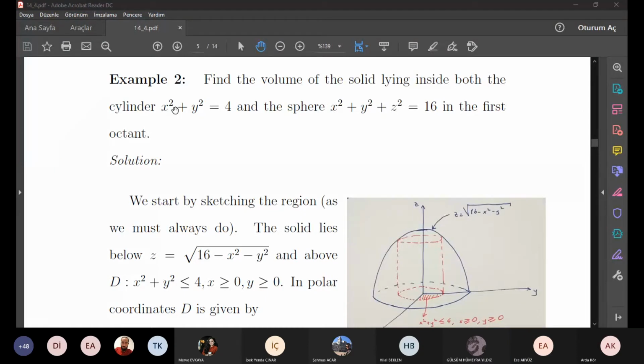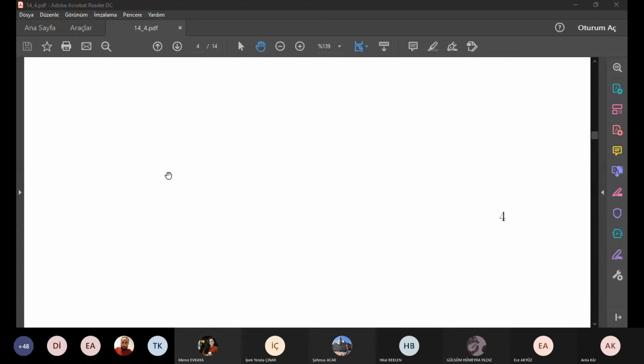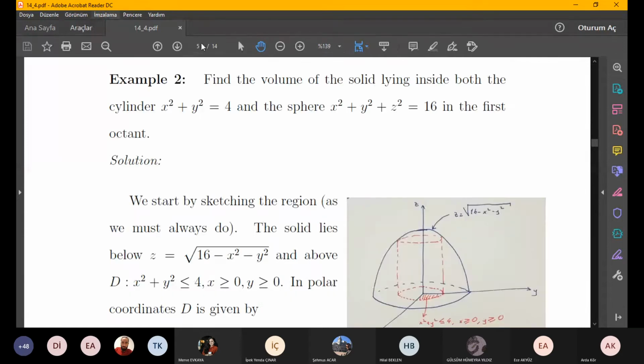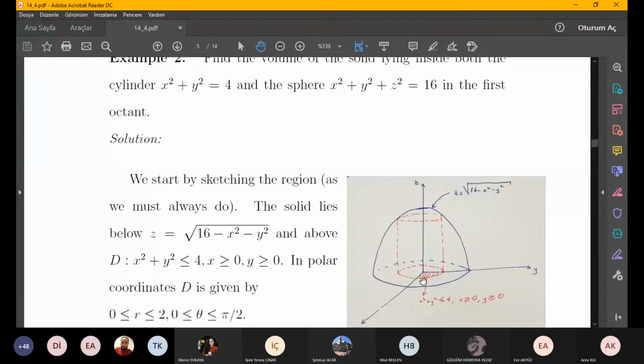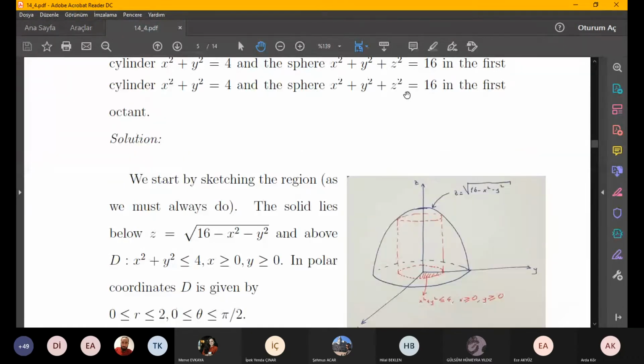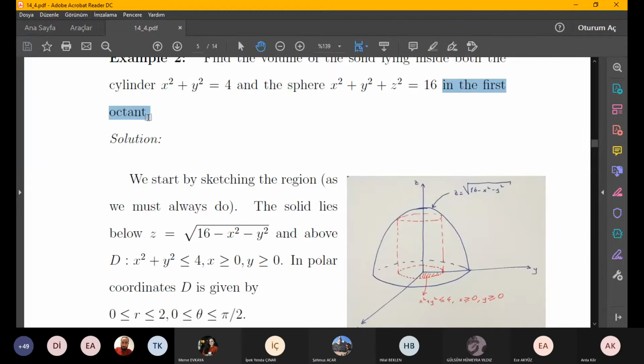Birinci örneği bitirdik aslında. Tamam, 1 bölü 2 dedik. İkinci örnekten devam edelim. Yine polar koordinatta tanımlamayla yapacağız örneği de. Find the volume of the solid lying inside both the cylinder here in the sketch, which is shaded by red, x square plus y square equals 4, and the sphere x square plus y square plus z square equals 16 in the first octant. So this is important here, in the first octant.